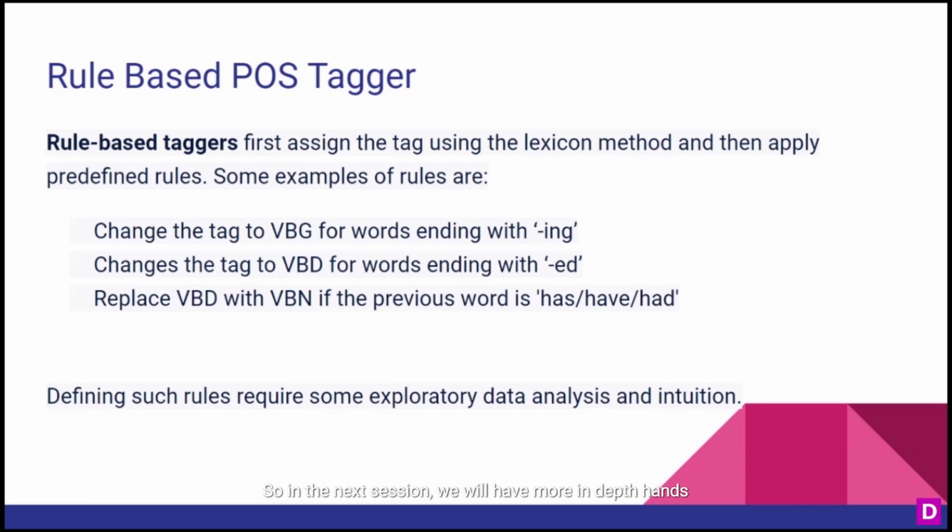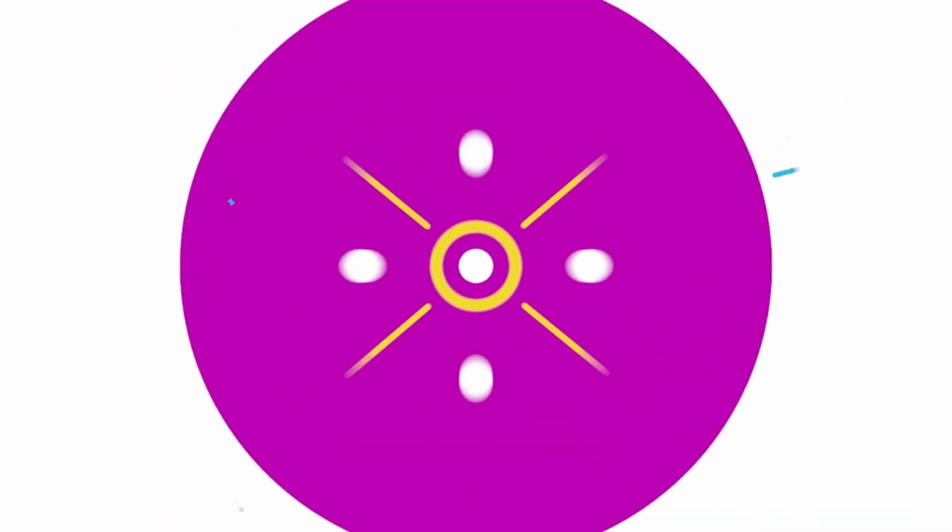So in the next session, we will have a more in-depth hands-on on both rule-based and lexicon-based POS taggers, and we will try to understand what these tags generally refer to. Why is this referred to as VBG? Why is it referred to as VBD? We will try to understand the different tags available in the text corpus or readily available Python libraries, and how these rule-based taggers and lexicon-based taggers work in real-time action. So we will have that in-depth hands-on.